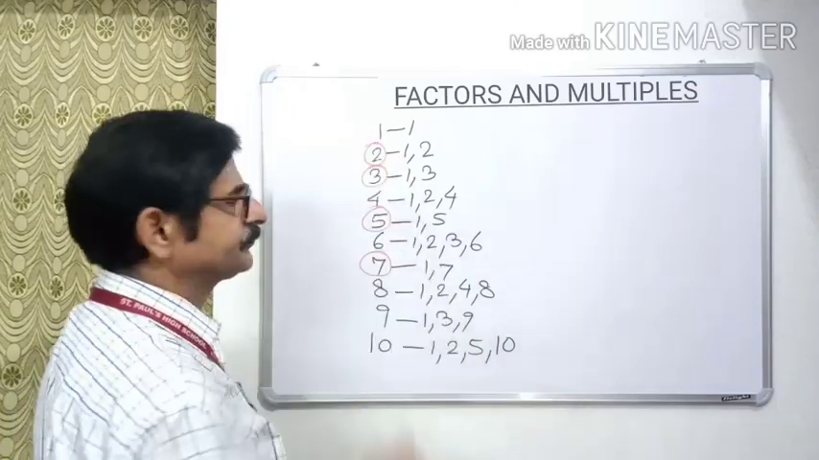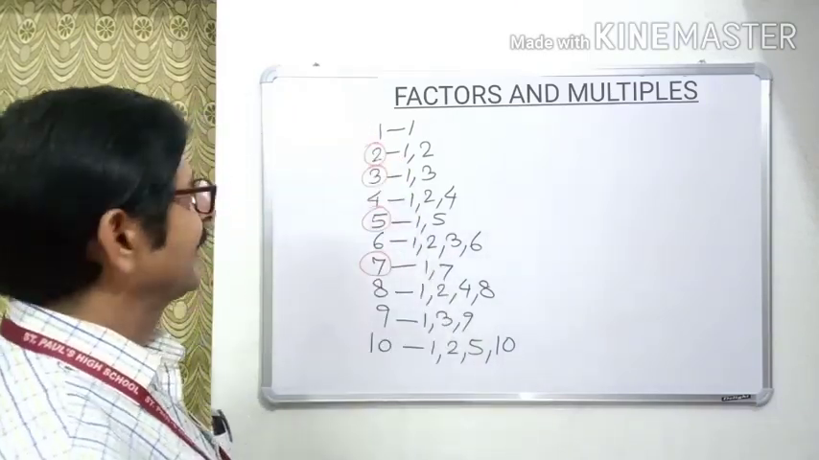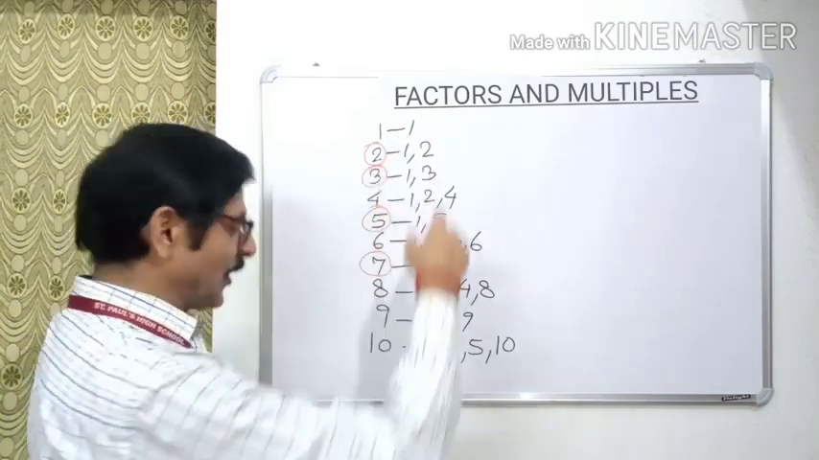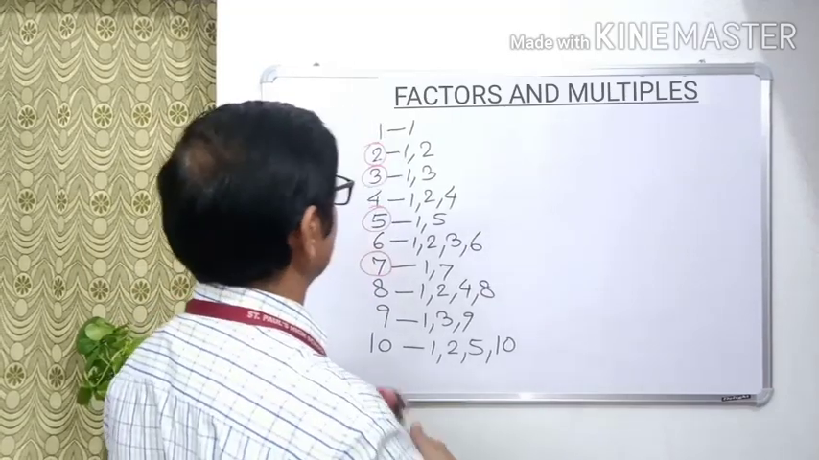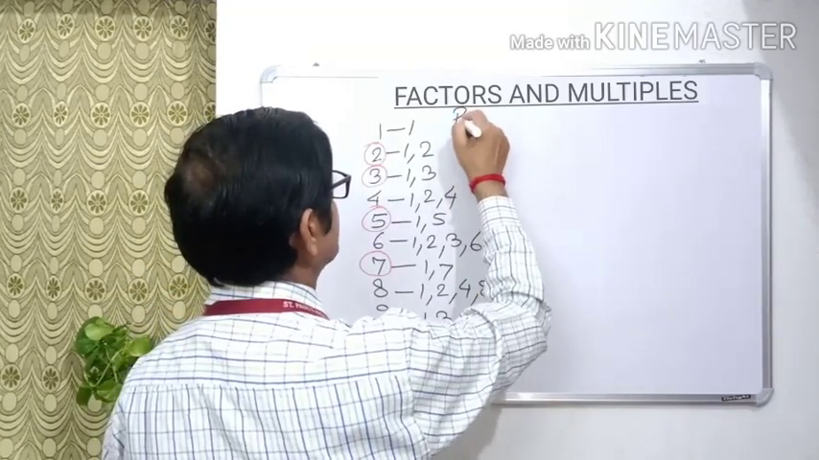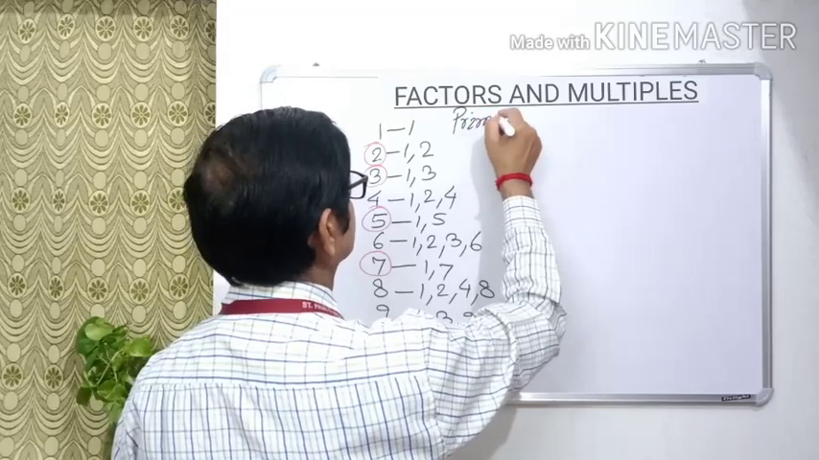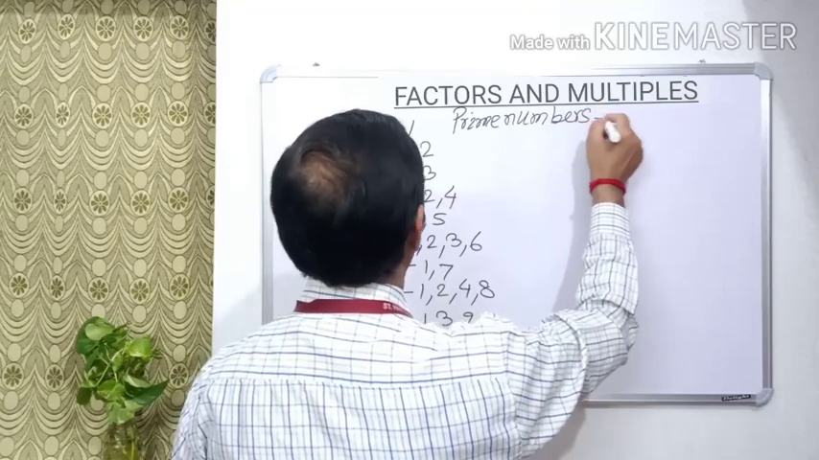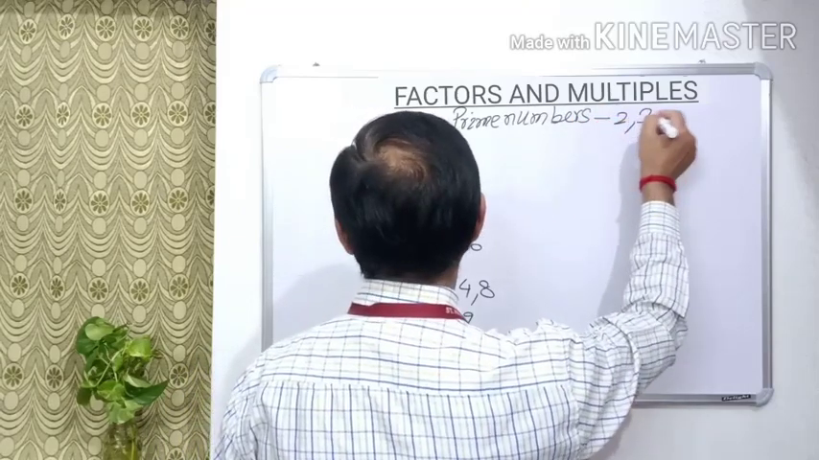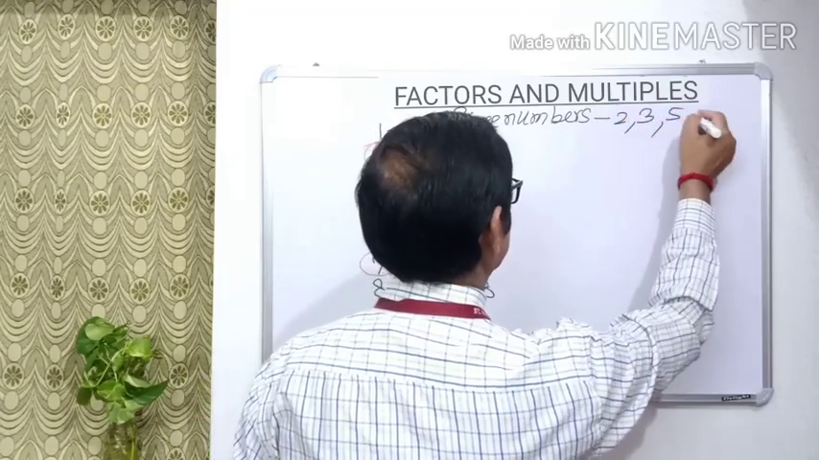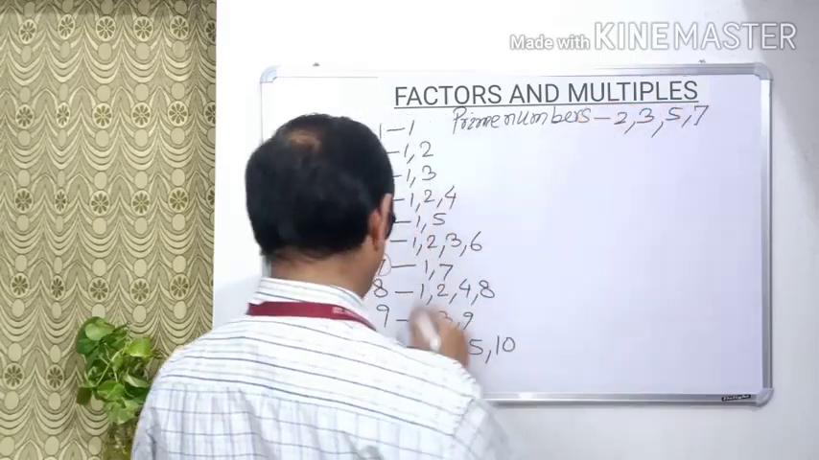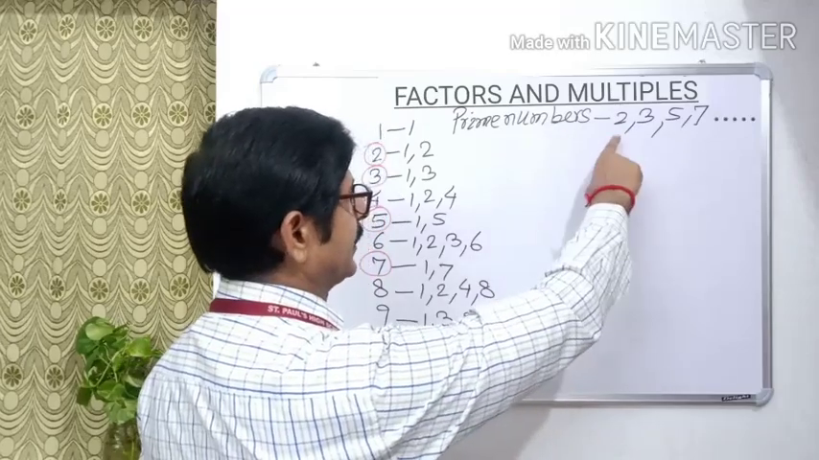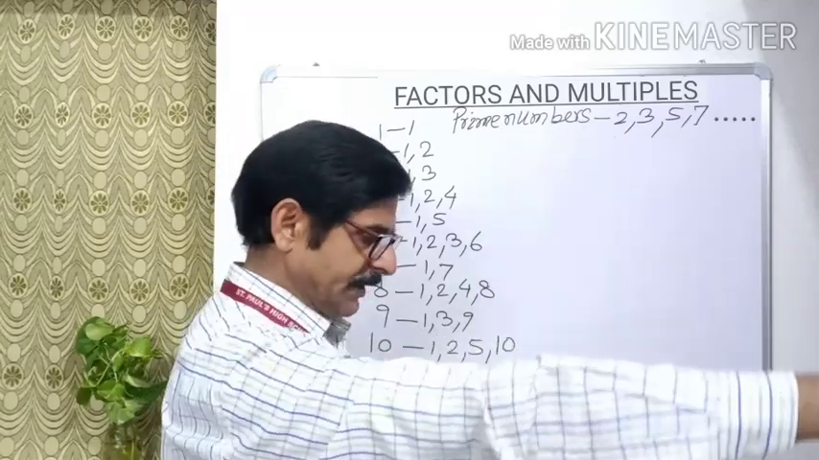What about 1? This 1 has only 1 factor. So it is neither prime nor composite. Let us note it down. Prime numbers: 2, 3, 5, 7. And except for 1, the remaining numbers are composite numbers.